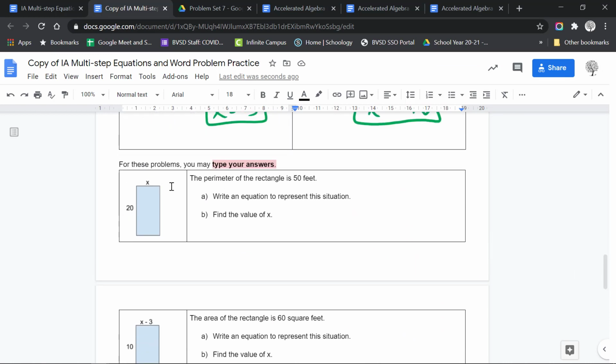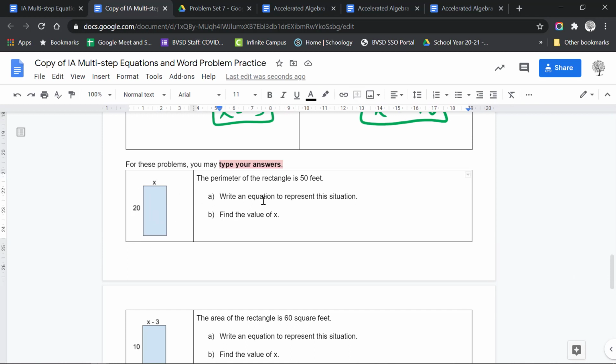So remember here, this one asks for the perimeter, so the perimeter has to add up all 4 sides. So there are 2 sides that have x as their length, x plus x, that's the top and the bottom. And then I've got the 20s for the 2 left and right sides, and it says that the perimeter altogether is 50 feet. So there's my equation. And you might want to simplify that.